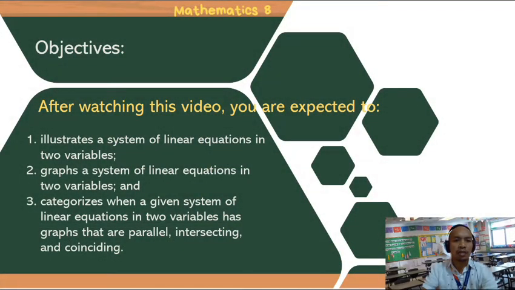These are our objectives. After watching this video, you are expected to illustrate system of linear equation in two variables, graph a system of linear equation in two variables, and categorize when a given system of linear equation in two variables has graphs that are parallel, intersecting, and coinciding lines.